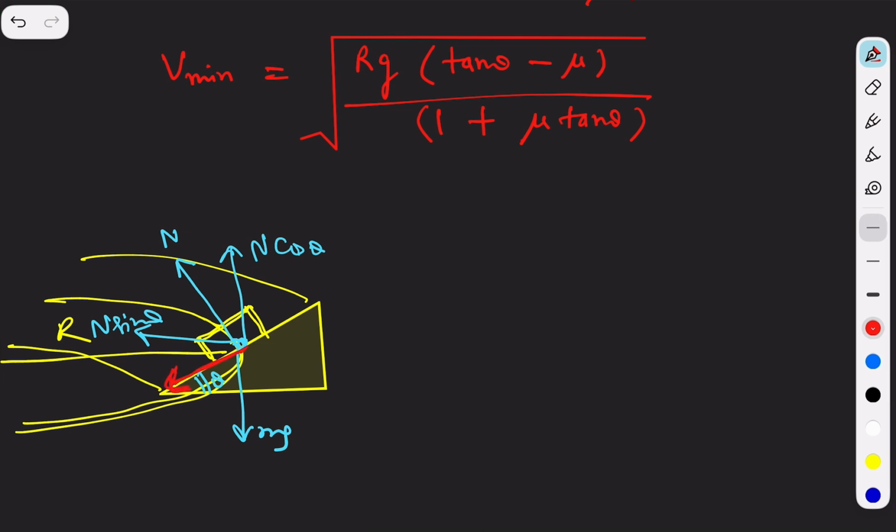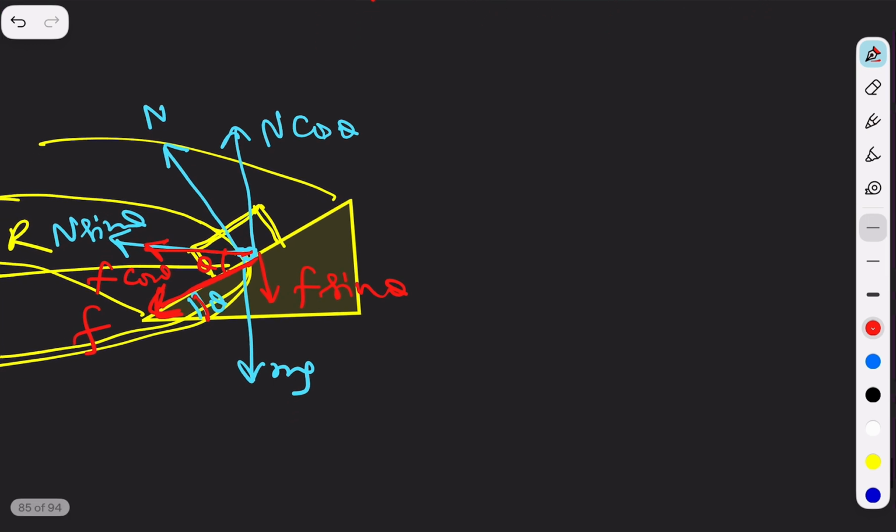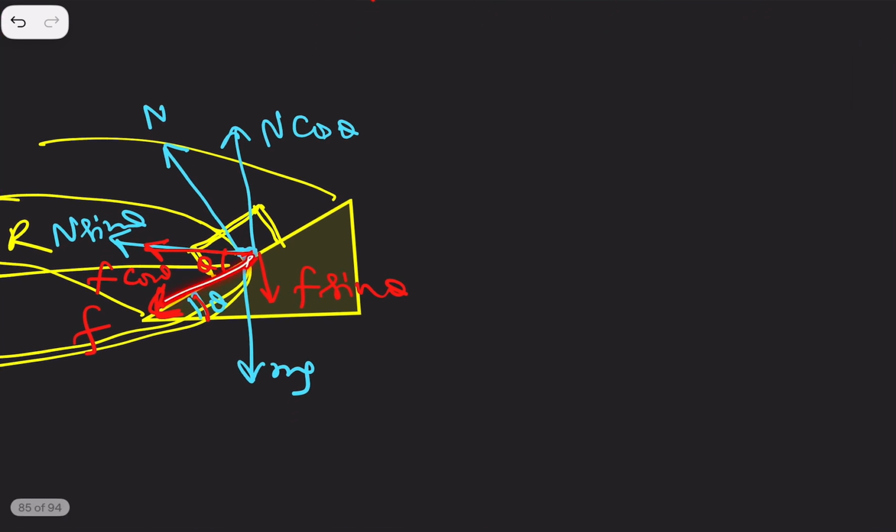So guys, friction will now have two components. If this is theta, this will also be theta. So this will be f cos theta, and this will be f sin theta. I hope you're getting my point. With this, if I show you, this is your f and this is theta, so this will be f cos theta, and this will be f sin theta. I hope you understood this idea of the components of forces.